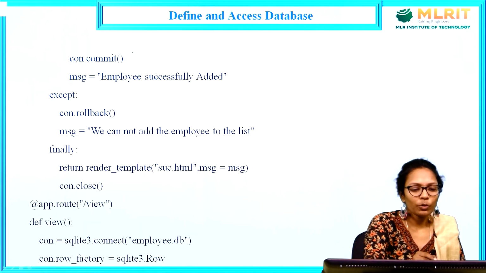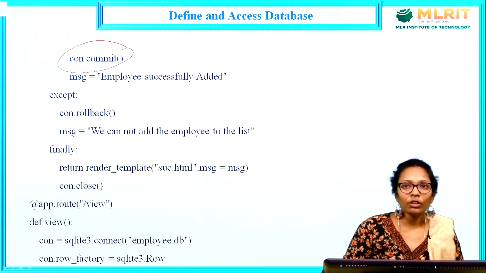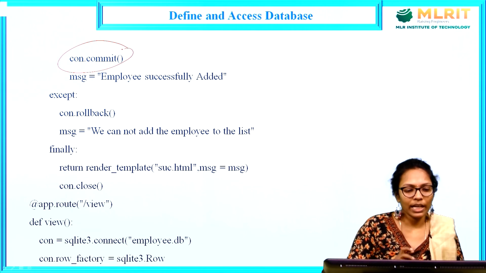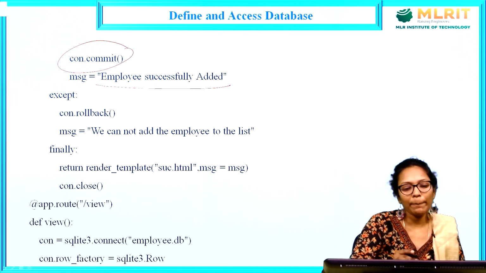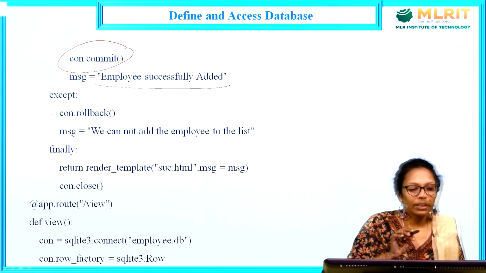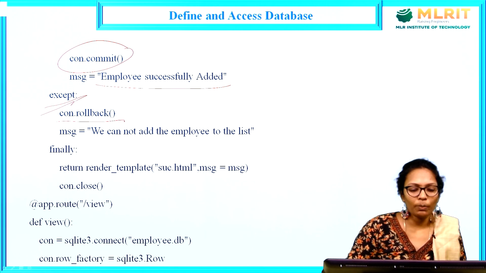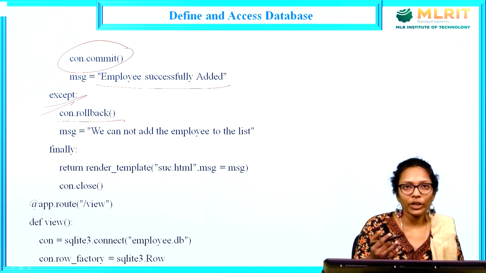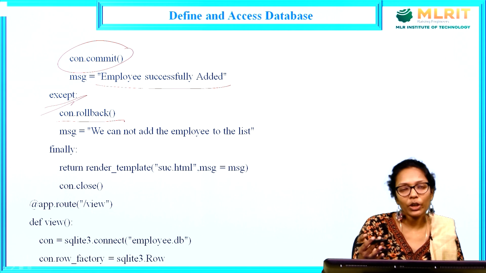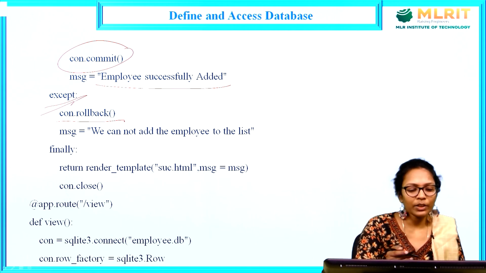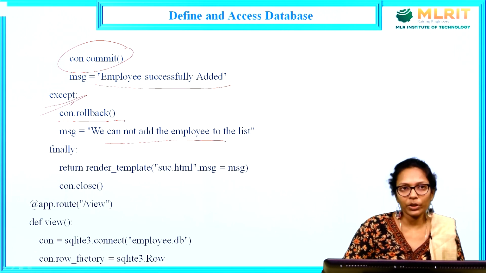Now after performing the operation, call con.commit to complete the action. And after that, you're displaying a message, employee successfully added. Now if there is an error, that is the except block, right? So con.rollback. So we cannot add the employee to the list. If you are making any mistake in the query writing or inserting the data, then you will get this message, we cannot add the employee to the list.